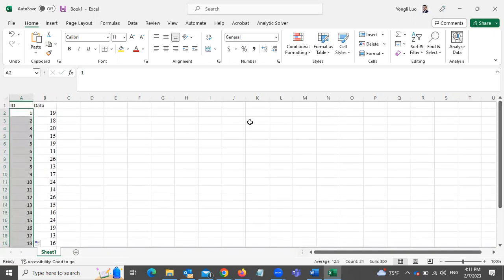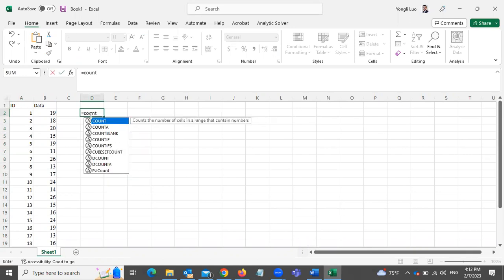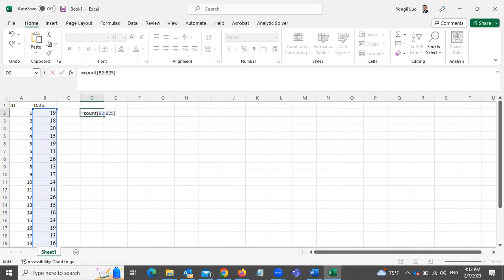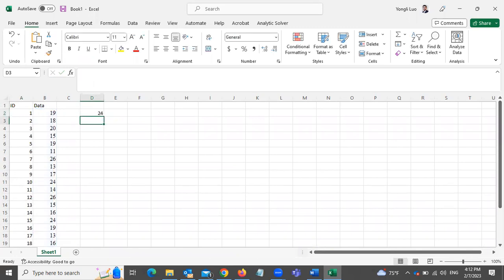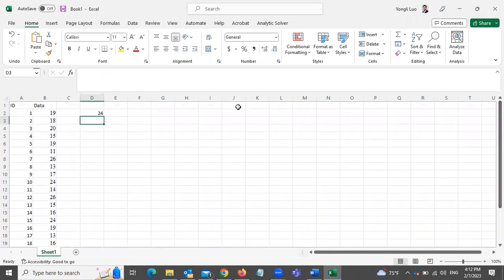Okay, remember, if you want to know how many numbers you have, what you can do is equal to the count, right? So you count the total how many numbers you have, and then you select all those numbers. That gives you the total number of observations. Okay, it's 24. So when you count all the way down, it's 24. So this is the way you know how many numbers you have.